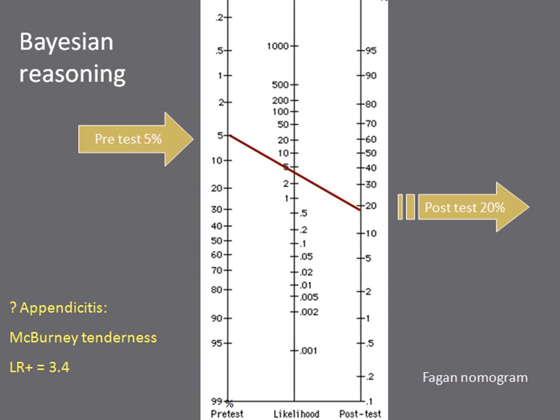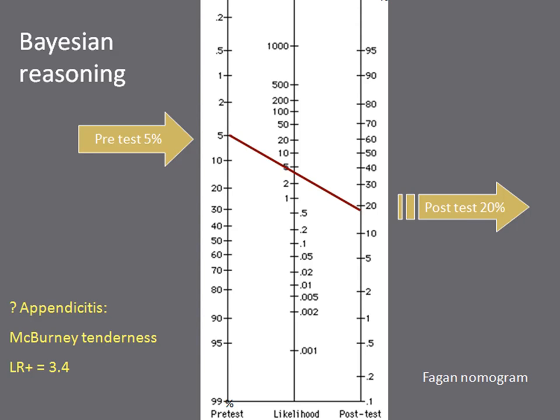This allows you to take the pretest probability and draw a line connecting through the likelihood ratio and arrive at the post-test probability. That's where we want to be for the patient in our office. We can see that the pretest probability for appendicitis from the literature is about 5%. Using McBurney's point tenderness as a positive finding, the likelihood ratio is about 3.4. So by drawing a line from the 5% pretest probability through the LR of 3.4, we arrive at the post-test probability, which is only about 20% with that one positive finding.